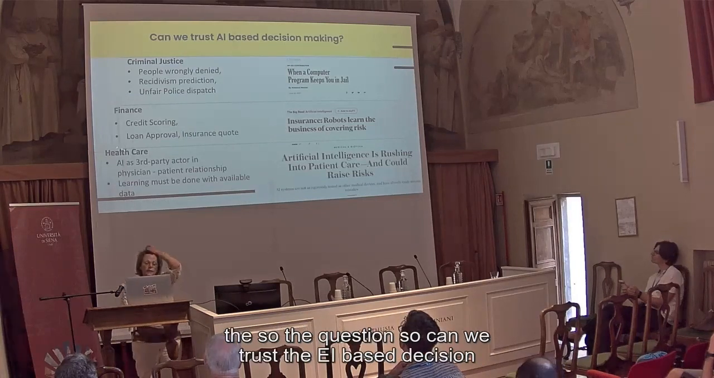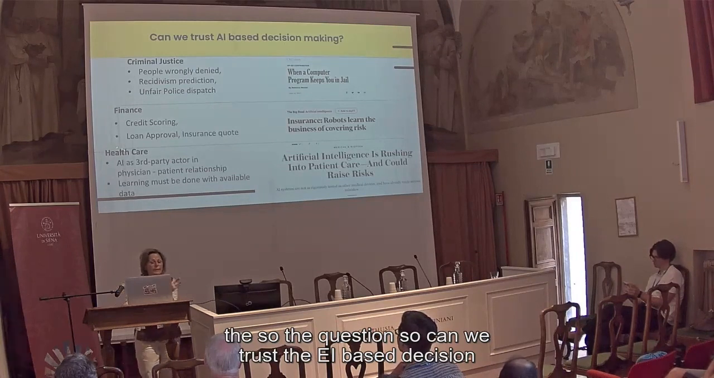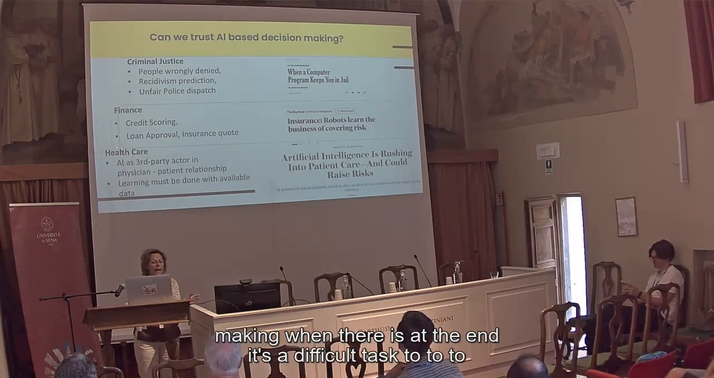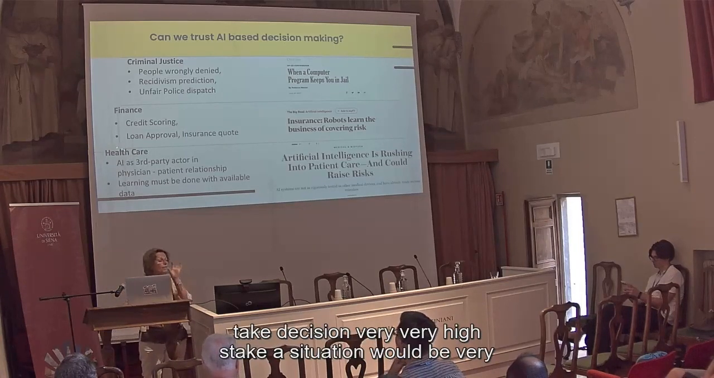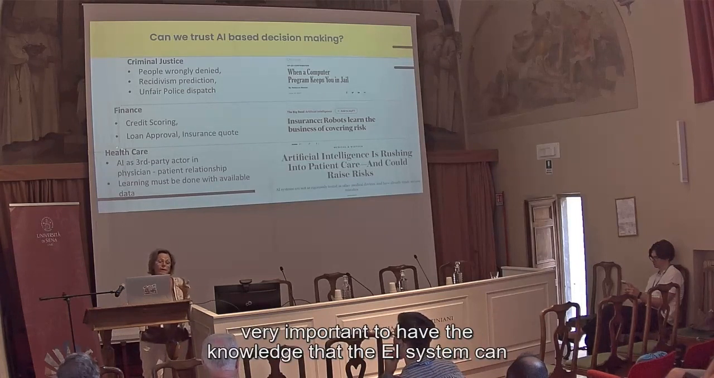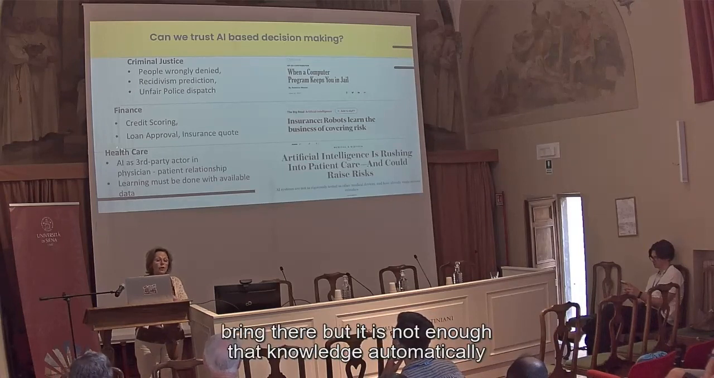And of course, the question is: can we trust AI-based decision making? When it is, at the end, a difficult task to take a decision, a very, very high-stake situation, it would be very important to have the knowledge that the AI system can bring there. But it is not enough that the knowledge automatically produces it.